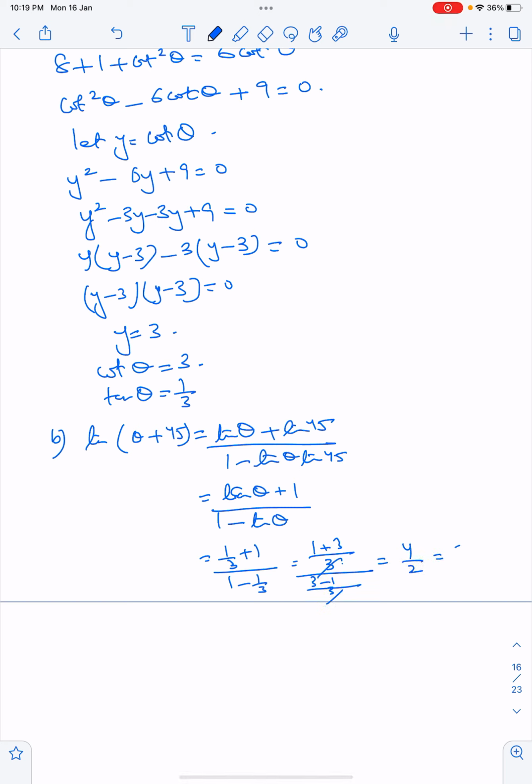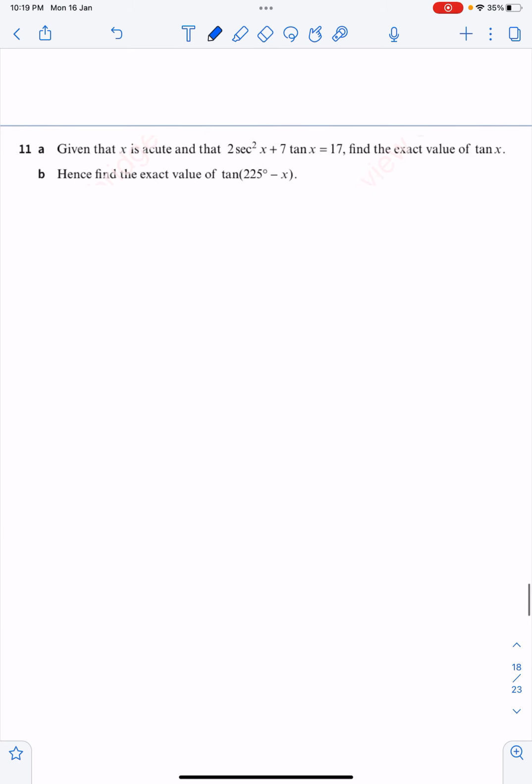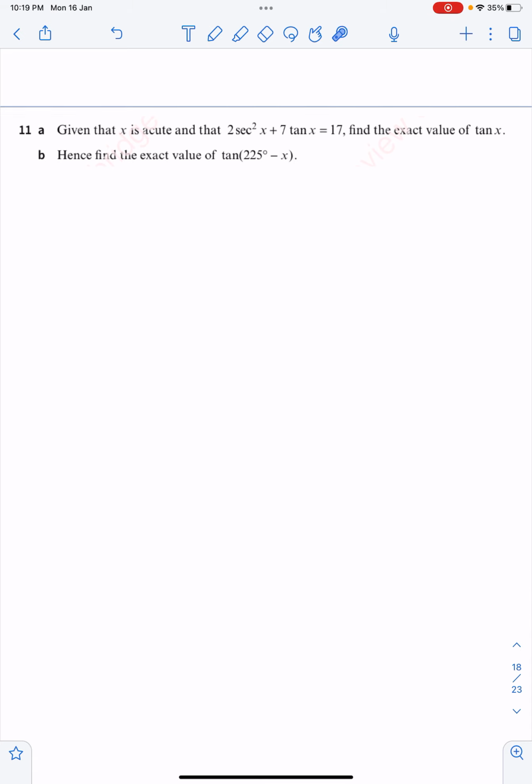4 upon 2, which is actually 2. So the answer for this is going to be 2. Okay, let's move on to the next question. Question number 11. Given that x is acute and that sec square x plus 7 tan x equals 17, find the exact value of tan x.